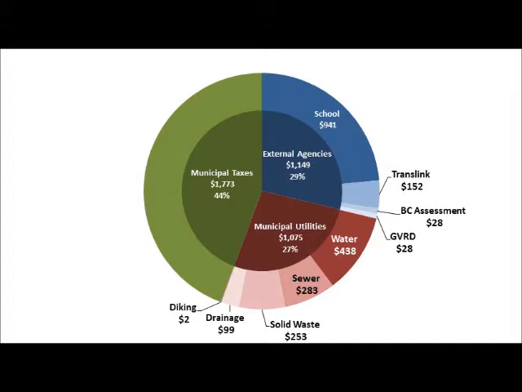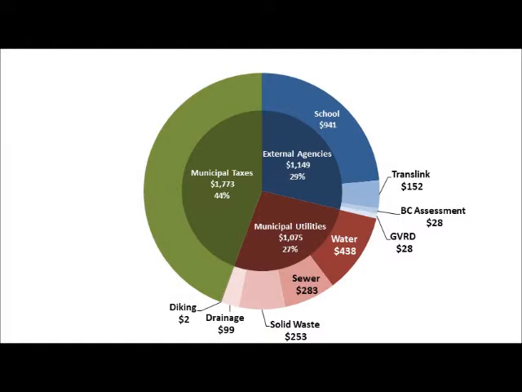The green section of the pie chart reflects municipal taxes that are collected. The red section reflects municipal utilities that are collected, and the blue section indicates that 29% of the taxes paid by the owner of the average single-family home is levied by external agencies. The city simply collects these funds from Pitt Meadows taxpayers and remits the same funds to the external agencies.